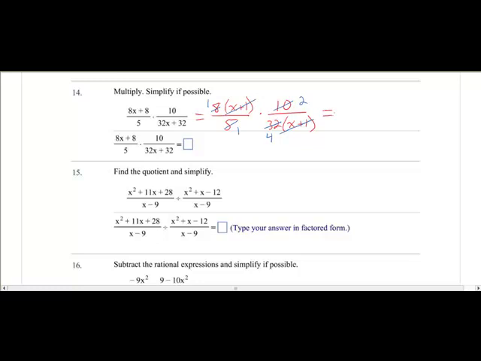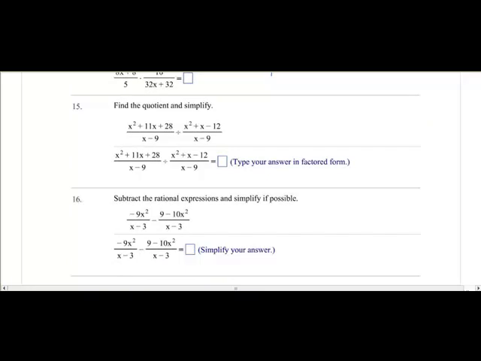So now all that's left on top, everything's canceled out except for 1 times, well really there's a 1 here, but that's okay. 1 times 2. And on the bottom, all I have left is a 4, so this reduces all the way to 1/2.